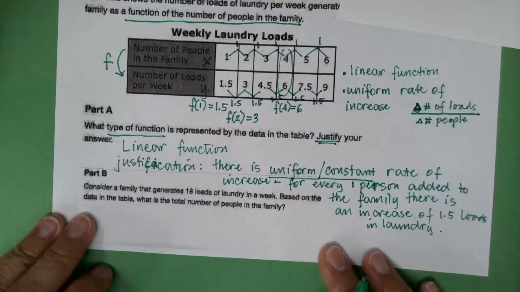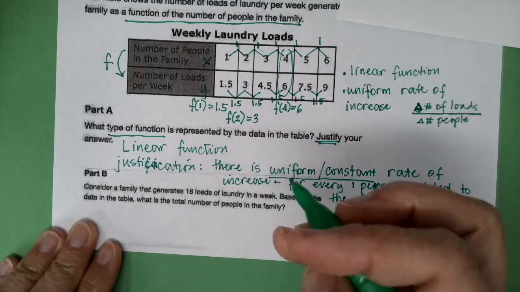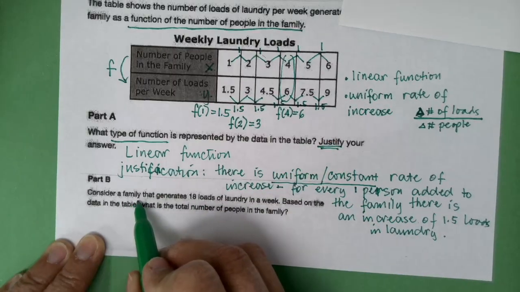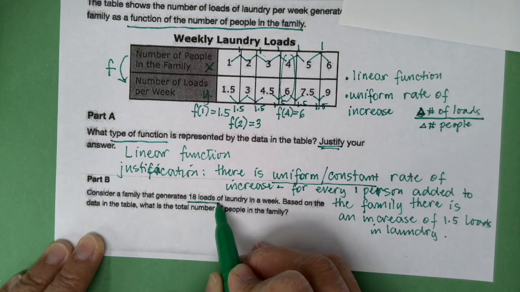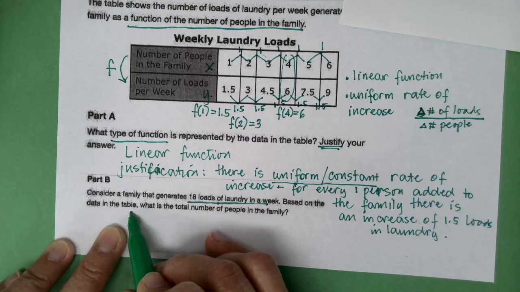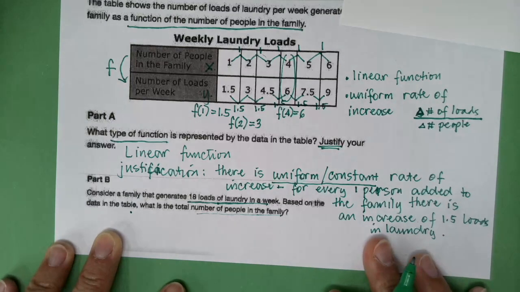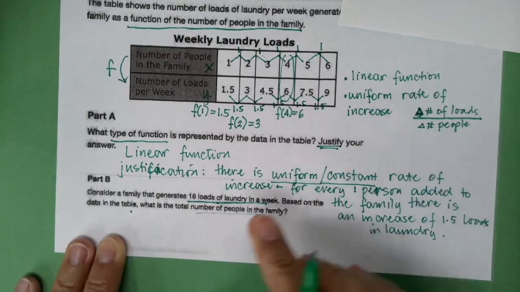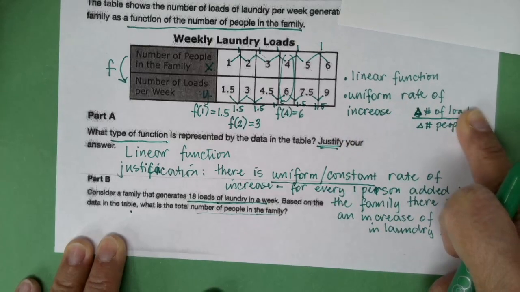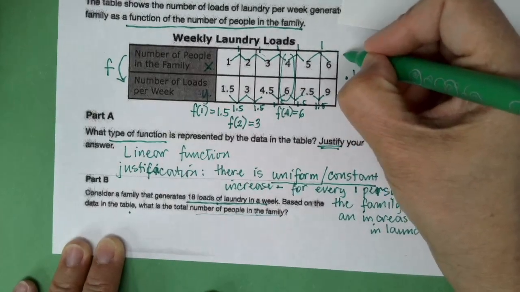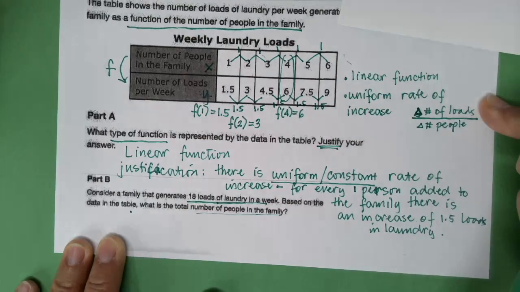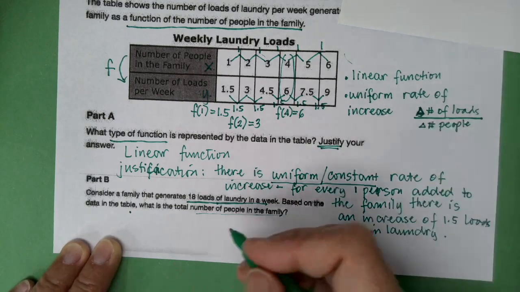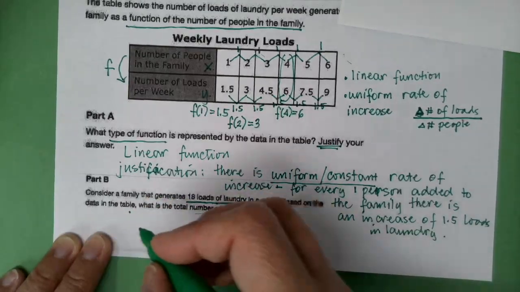All right, so now that we have a linear function, we can have our equation. It says here, consider a family that generates 18 loads of laundry a week. Based on the data table, what is the total number of people in the family? How do you do that? If you do not know how to come up with the equation, you can keep on adding values to your table, adding one person at a time until you get to a load of 18. But that's quite a long way. So what are we going to do? We're going to use our equation.